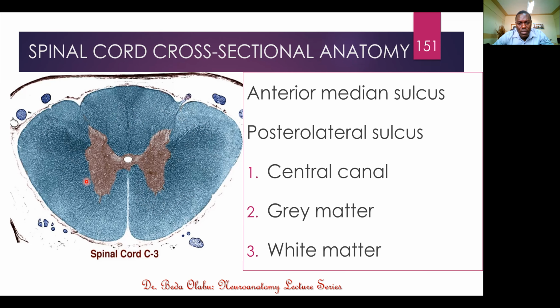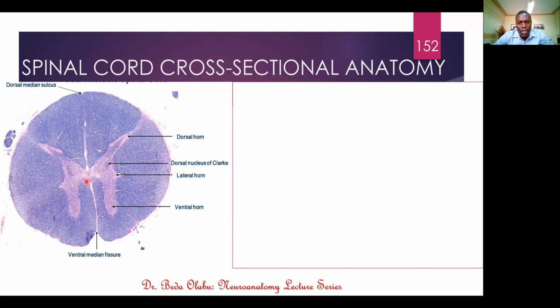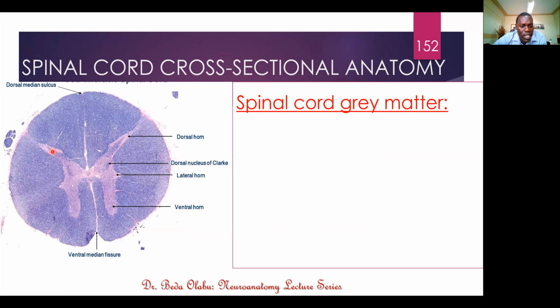So let's talk about the spinal cord gray matter. We are saying this is spinal cord gray matter, which is a compact of cell bodies of neurons. The spinal cord gray matter takes this shape of butterfly or H-shaped. It has 3 horns. This is what we call the anterior horn. The anterior horn is also called the ventral horn.